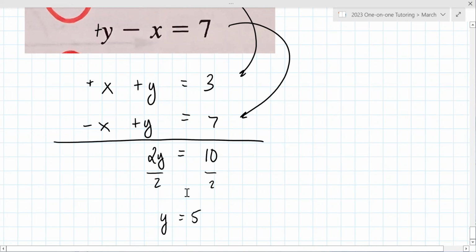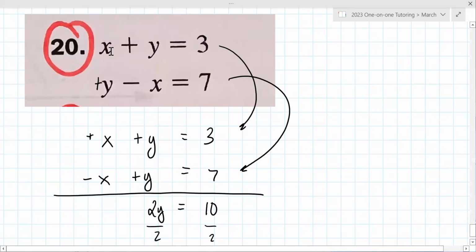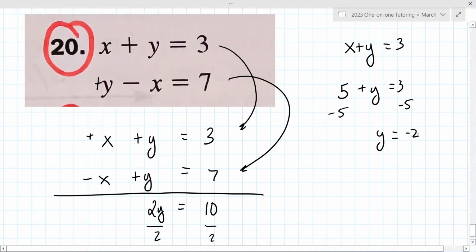Now you go back, you're like, all right, which equation? That first one looks a little bit better to me. X plus y equals 3. 5 plus y equals 3. Subtract 5, y equals -2. Okay. 2 and 5.